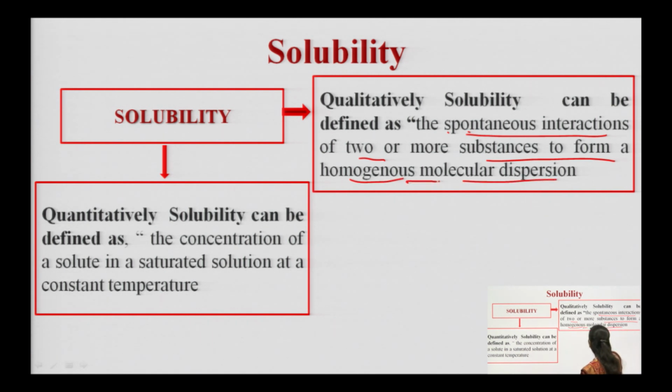When we say homogeneous molecular dispersion, that means the particle size will be in an angstrom and the particle cannot be seen even by electron microscope, and the particle cannot be settled down by using centrifugation forces and the particle will not be able to scatter lights. So, molecular dispersion is also known as true solution.